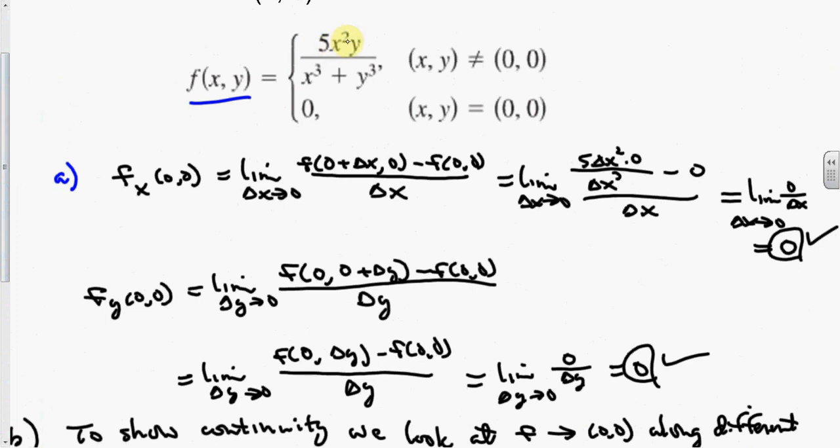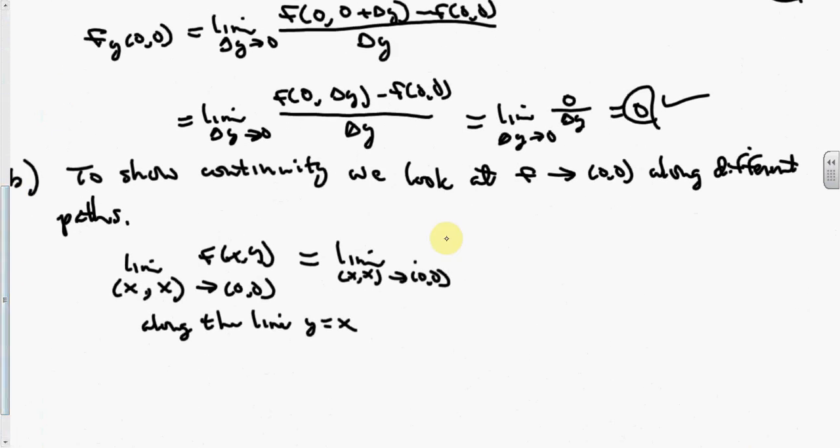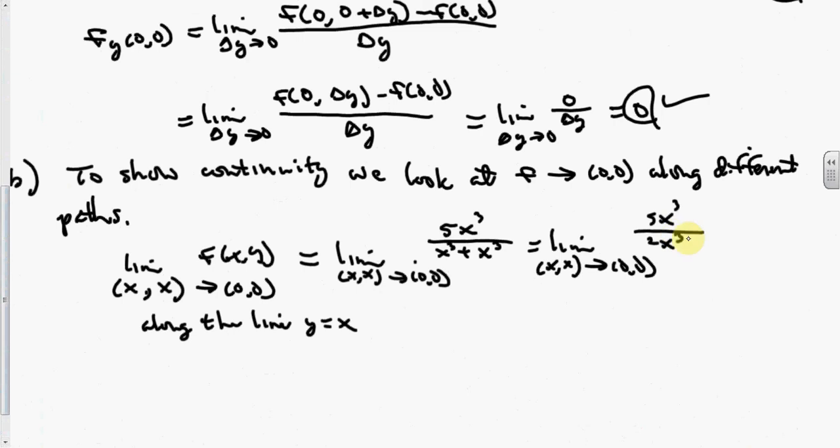So I get 5x squared times y, or 5x cubed, over x cubed plus x cubed. I get the limit as x comma x goes to the origin. This gives me 5x to the third over 2x to the third. I get 5 over 2. Now I expect to travel another path, and I should end up with the same value, 5 over 2. If I do, then we say it's continuous. Let's see.